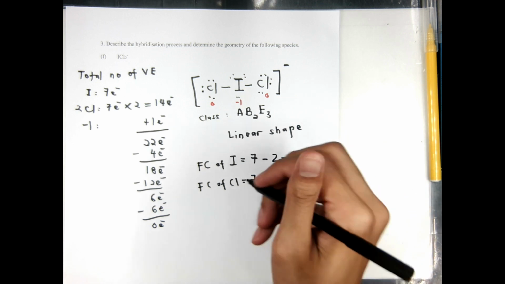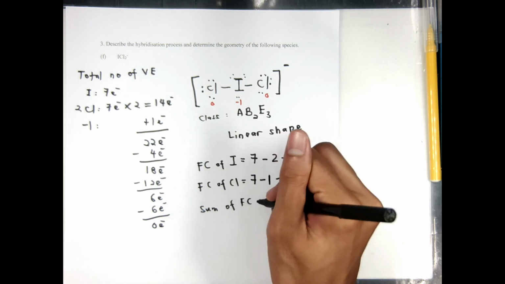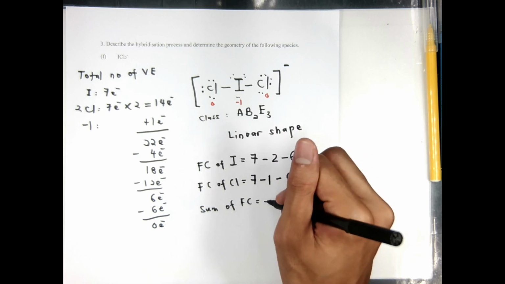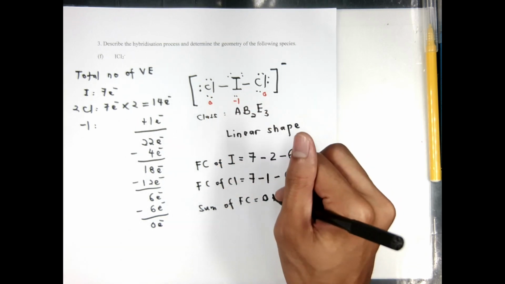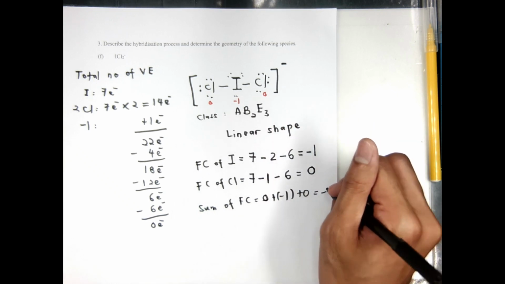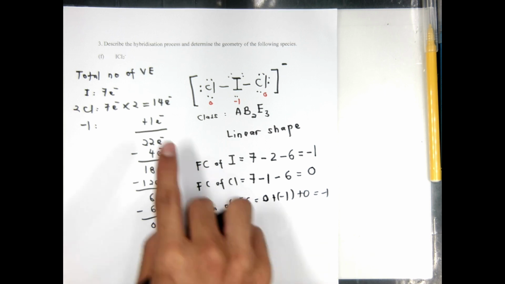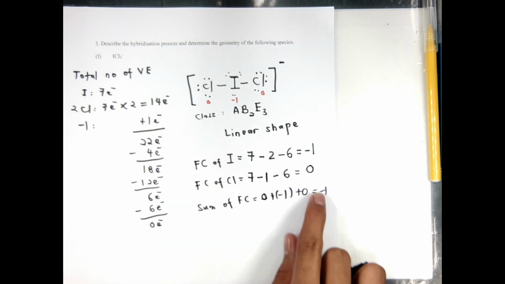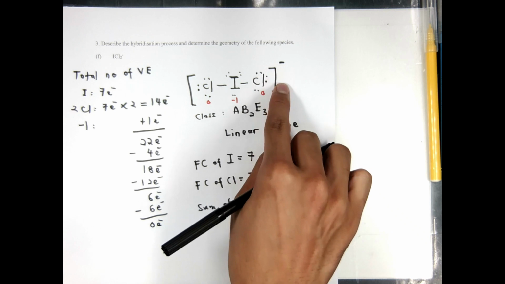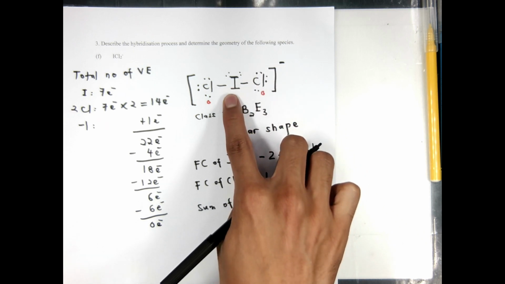So if you add up the sum of the formal charges, which is 0 plus -1 plus 0, you get -1. So the sum of the formal charges of the species is -1. That's why we have to bracket the -1, where the -1 is carried by the iodine atom.